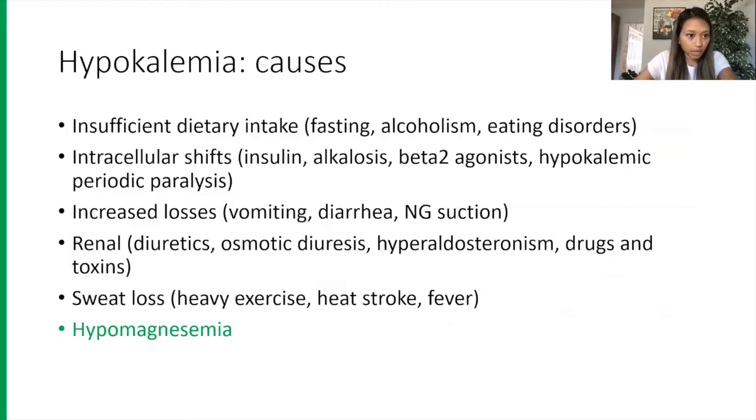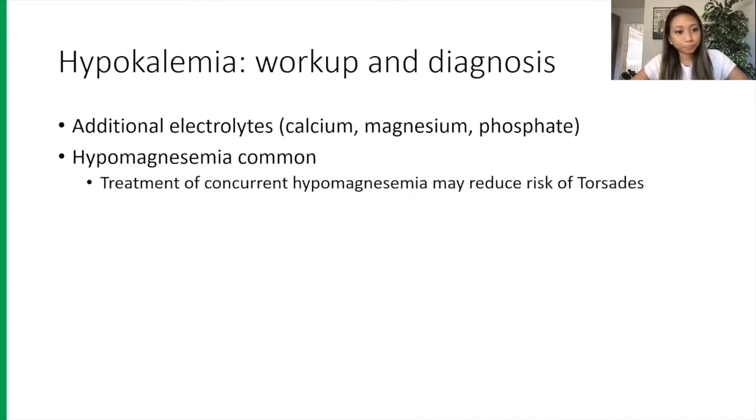So some of the causes, there's a ton: insufficient dietary intake, intracellular shifts like insulin and beta-2 agonists. These are actually some of the treatments for hyperkalemia, so they lower the potassium. Again, GI losses and renal losses, sweat, and hypomagnesemia. I have that in green because magnesium is super important to correct when you have any kind of electrolyte imbalance. Next. Workup and diagnosis, it's the same. Check the electrolytes. Magnesium is important. You have to fix that before you fix other things.